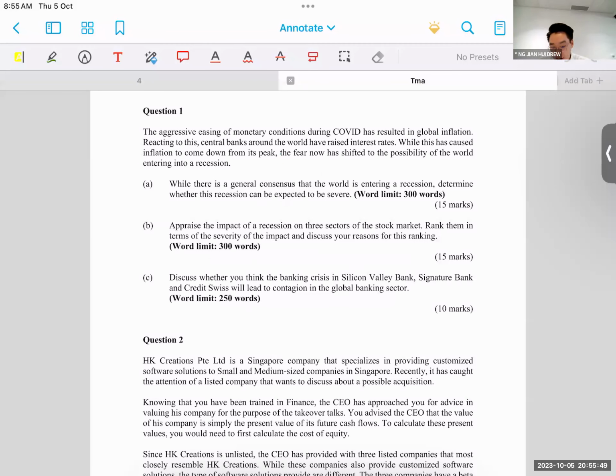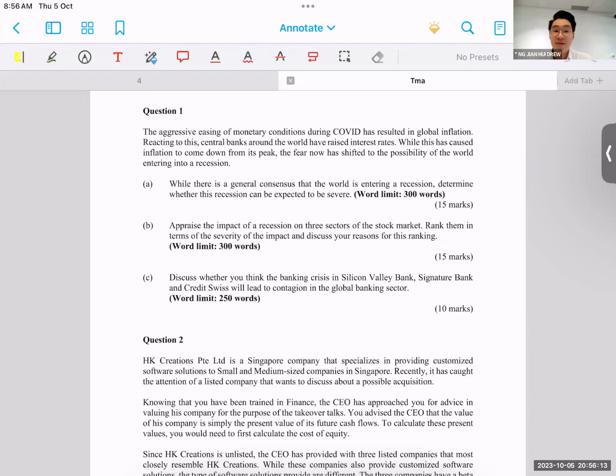They say due to aggressive easing of monetary conditions during COVID, result in global inflation. In reaction to this, central banks around the world have raised interest rates. While this has caused inflation to come down from its peak, the fear now has shifted towards more of a recession.